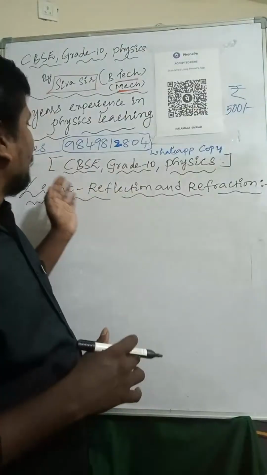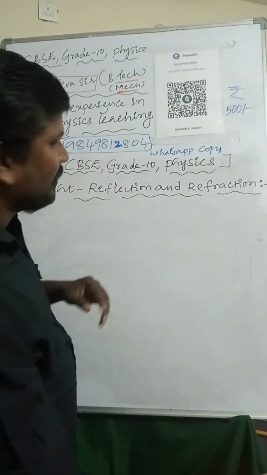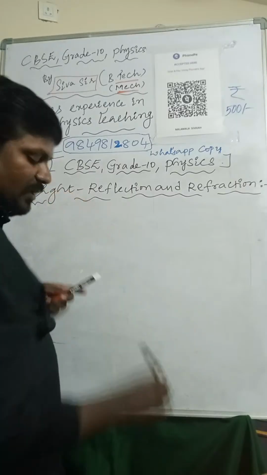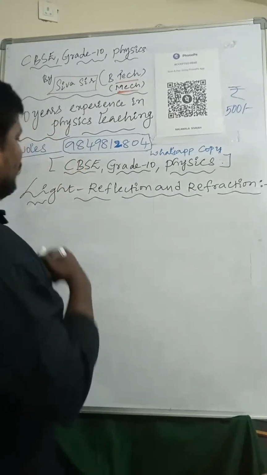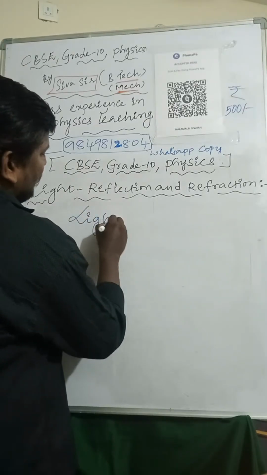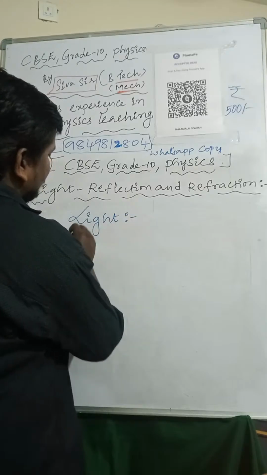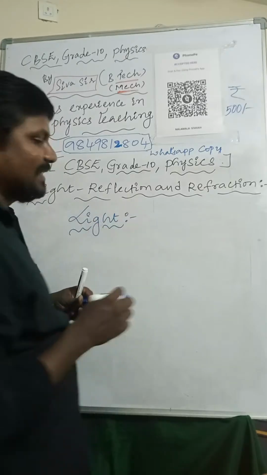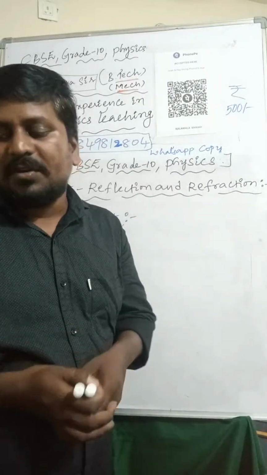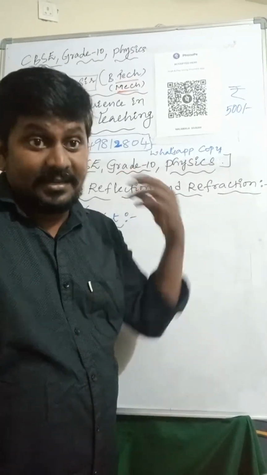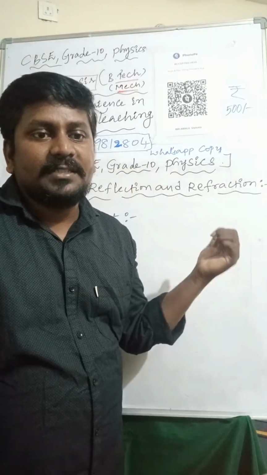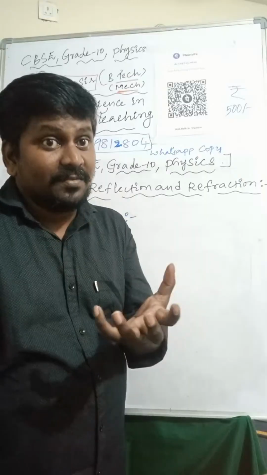So, the light reflection and refraction chapter. In this chapter, light is a form of energy. I'll discuss each and every point in detail. Light is a form of energy which gives the sensation of sight. Sound is a form of energy which gives the sensation of hearing, but light is a form of energy which gives the sensation of sight.